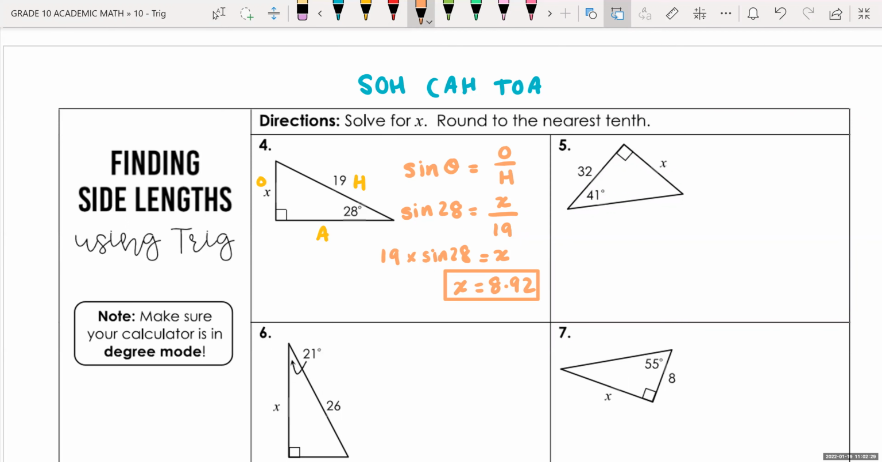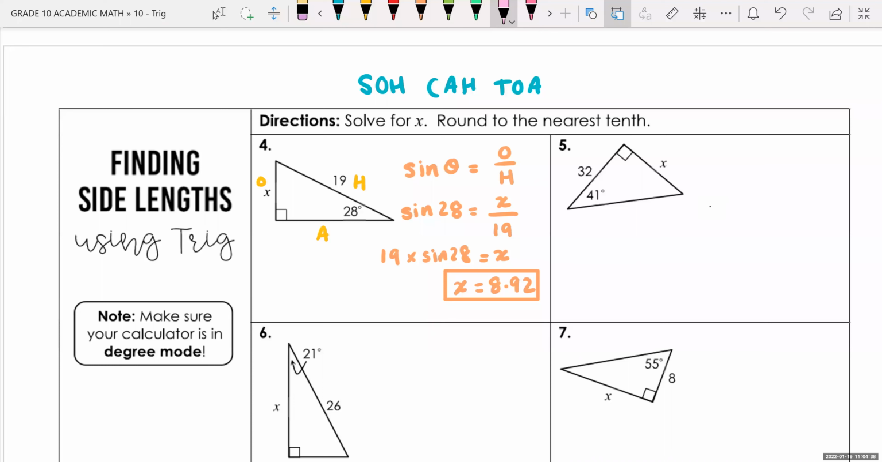And we're basically going to do this 8 times until you guys get really, really good at it. Did anyone not get 8.92? I'll pause here for a second. Maybe. All right, question 5.